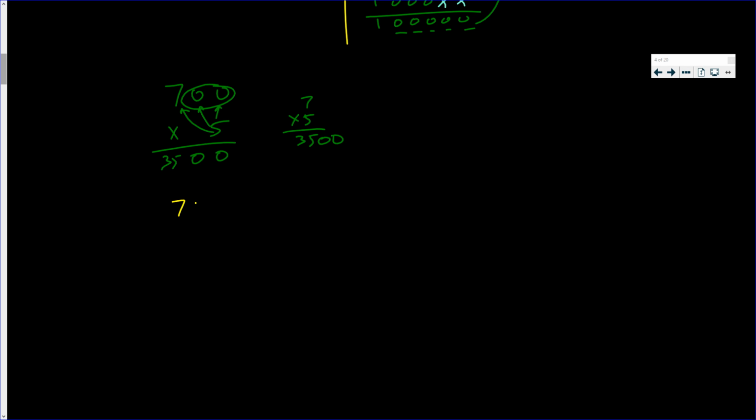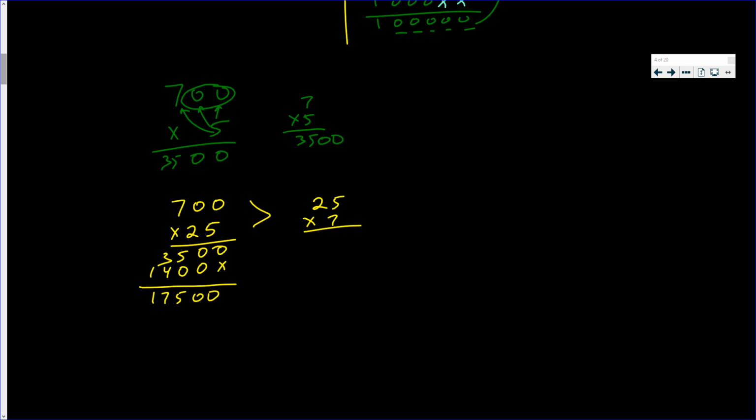If you have 700 times 25, 5 times 0, 5 times 0, 5 times 7, indent. 2 times 0, 2 times 0, 2 times 7. So you get 17500. You could have just done 25 times 7. And you should know how much 7 quarters are. It's 175. And then add on the 2 zeros. Don't have to do all this work.